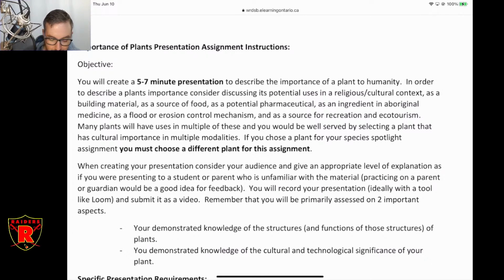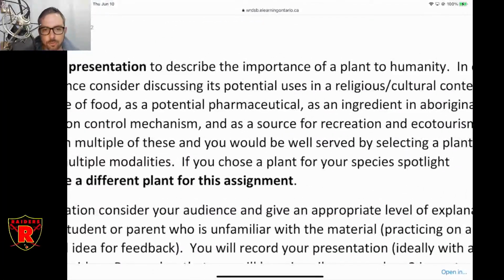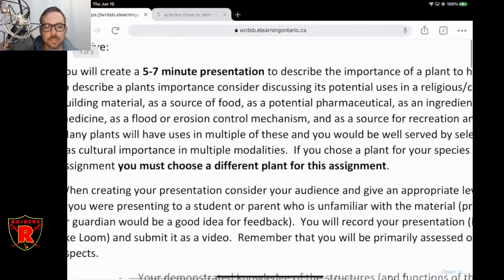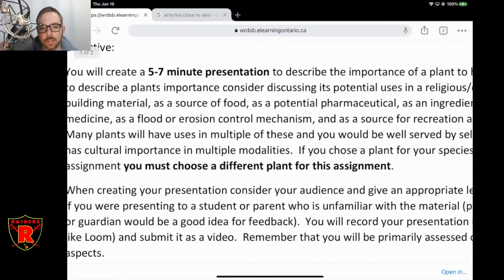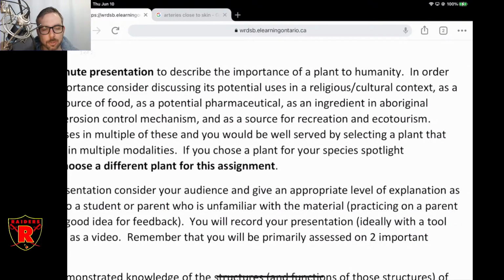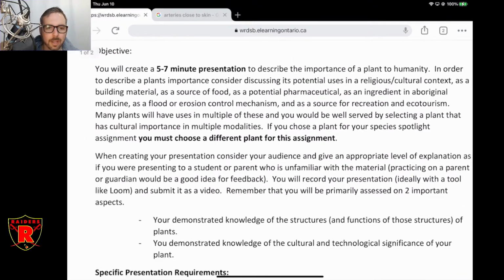Is it a building material? Is it a source of food? Is it a potential pharmaceutical? Is it an ingredient in Aboriginal medicine? Is it used for flood or erosion control? Is it a source for recreation or ecotourism? You know, how is this particular plant valuable to humans? And there's lots of ways that it could potentially be valuable. Okay.